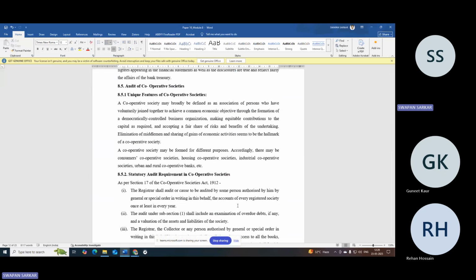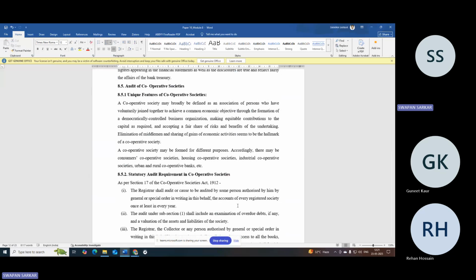together to achieve a common economic objective through the formation of a democratically controlled business organization, making equitable contributions to the capital as required and accepting a fair share of risks and benefits of the undertaking. Elimination of middlemen and sharing of gains of the economic activities seems to be the hallmark of cooperative society.